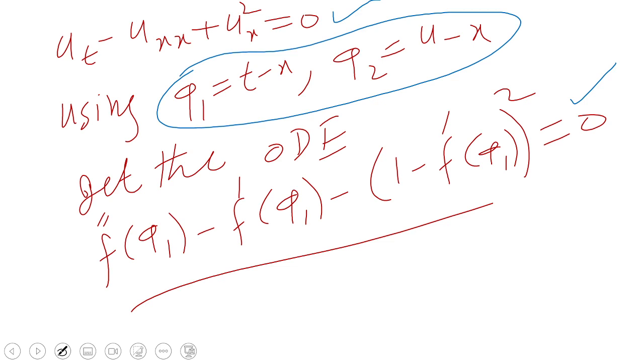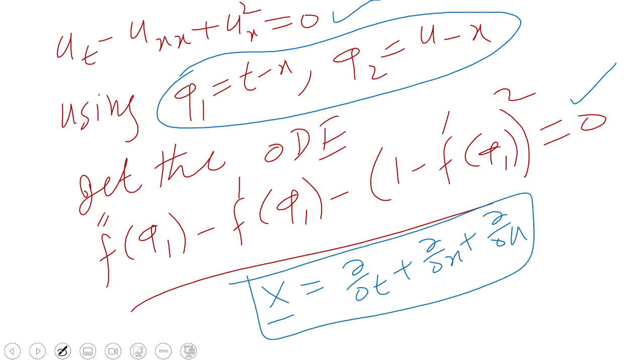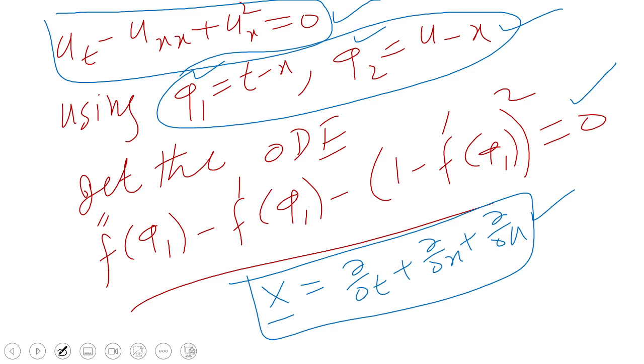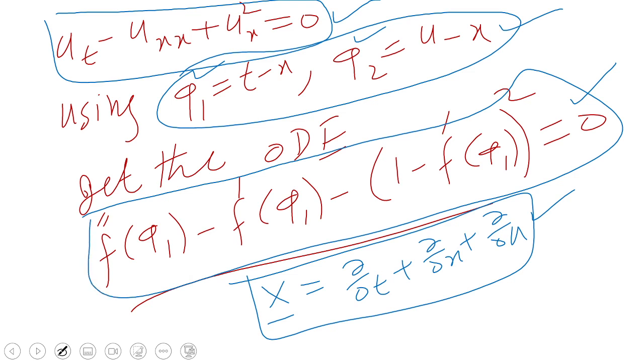There is a symmetry, and I am writing the symmetry again. The symmetry was partial by partial t plus partial by partial x plus partial by partial u. This is a symmetry generator admitted by this PDE, and these two are the invariants of this symmetry. So we use these invariants pi 1, pi 2 and get this equation. So this is an ODE, and now we want to solve this. So let's start.